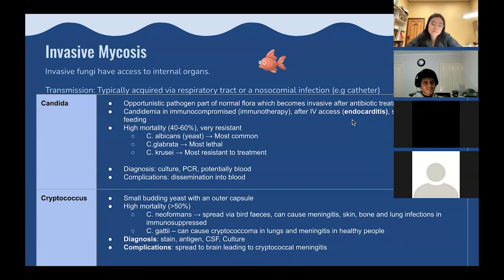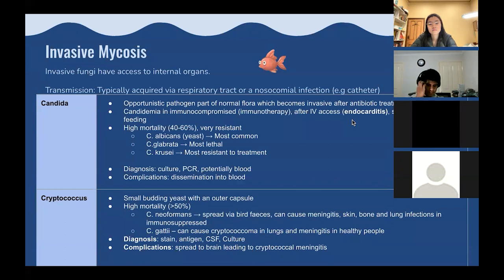Now, Candida has quite a high mortality rate if it's not treated quickly. So maybe not the yeast infection, but definitely the glabrata and the krusei. They're very resistant to treatment and you need really fast treatment. Okay? So diagnostic culture is through PCR. They grow it quickly, and then maybe you can do blood work as well.